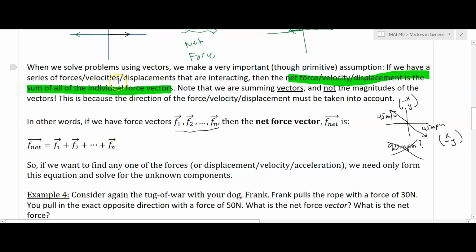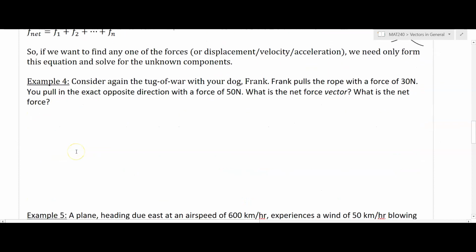So this also begs the question of, well, what if I know the net force, but I need to know one of these other forces on the right-hand side? As long as I can plug in all but one vector, I can solve for any unknown vector that I want. And that really is what is key behind this process.